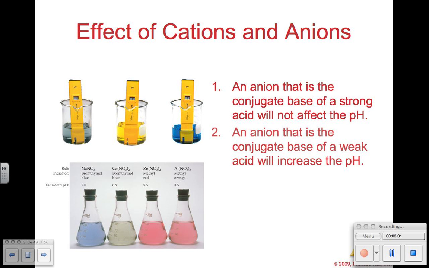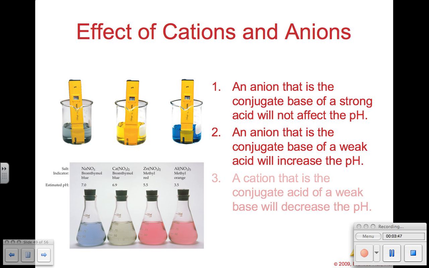But an anion that is the conjugate base of a weak acid will increase the pH. It will behave as a base. Okay, so the conjugate base of a weak acid will have an effect. And a cation that is the conjugate acid of a weak base will decrease the pH.